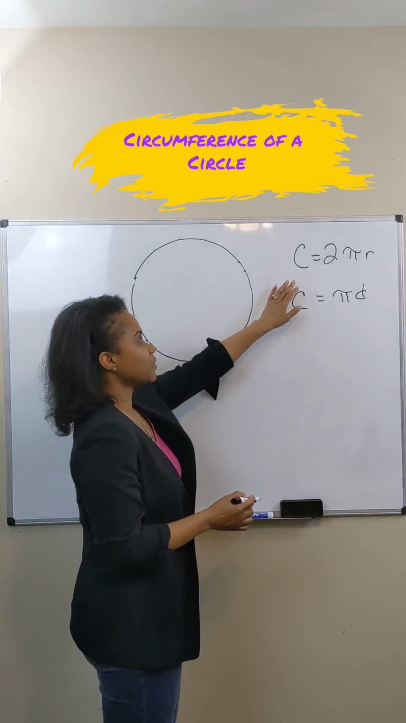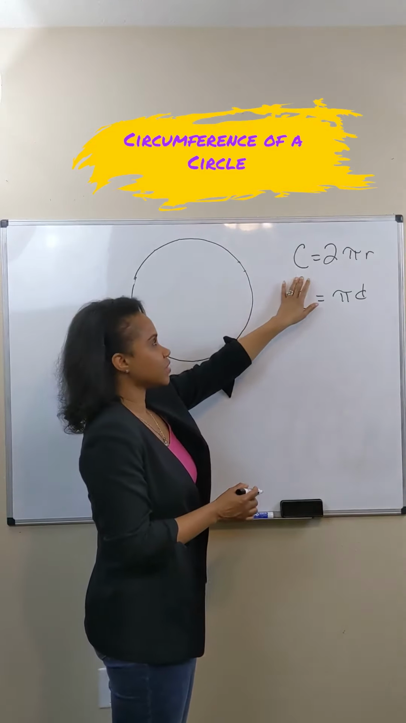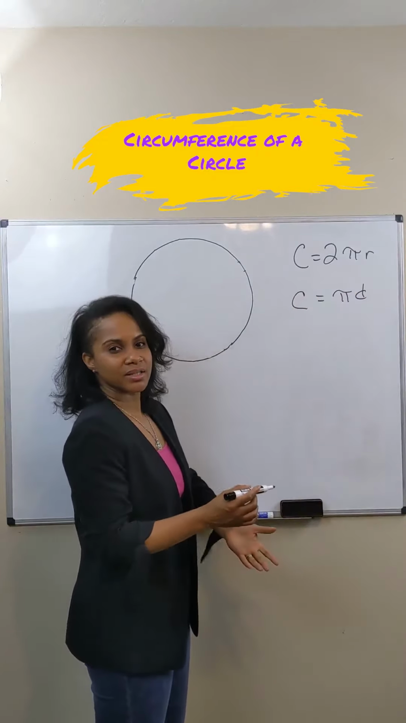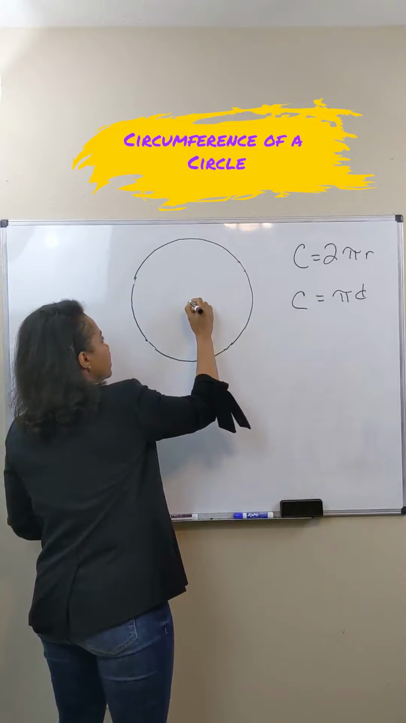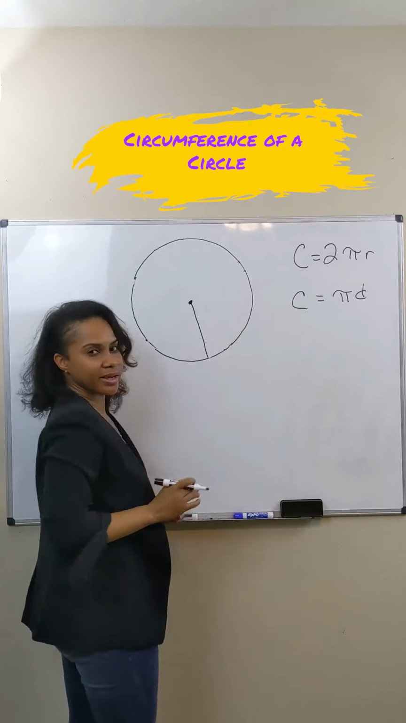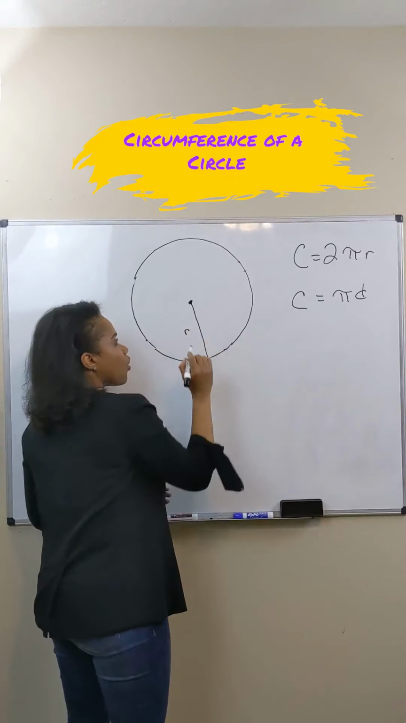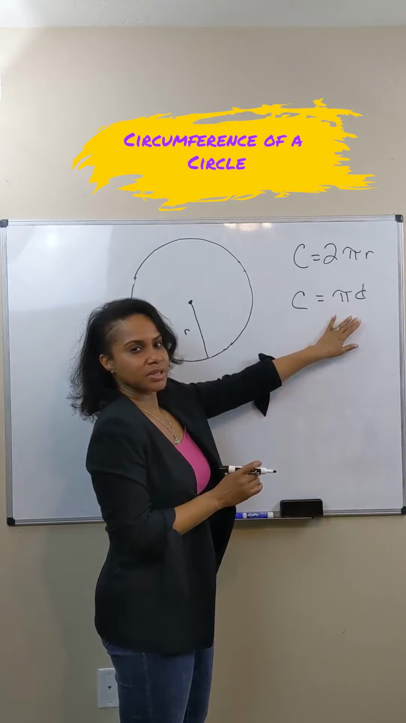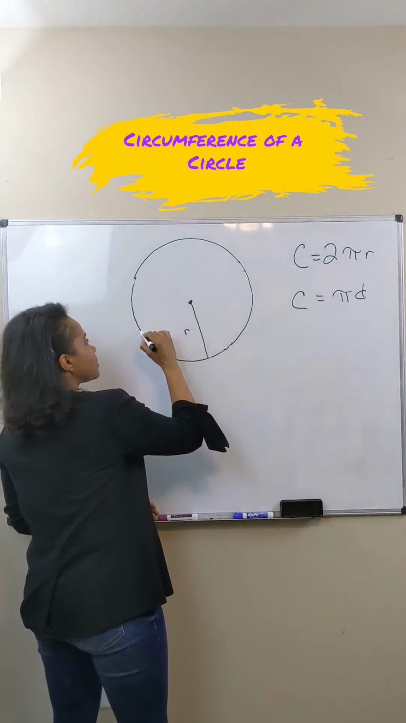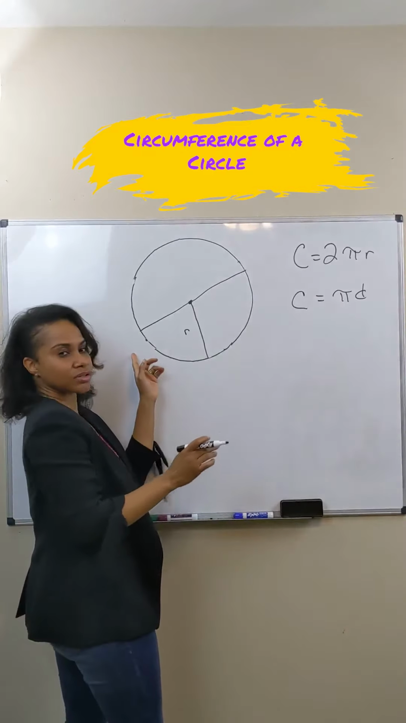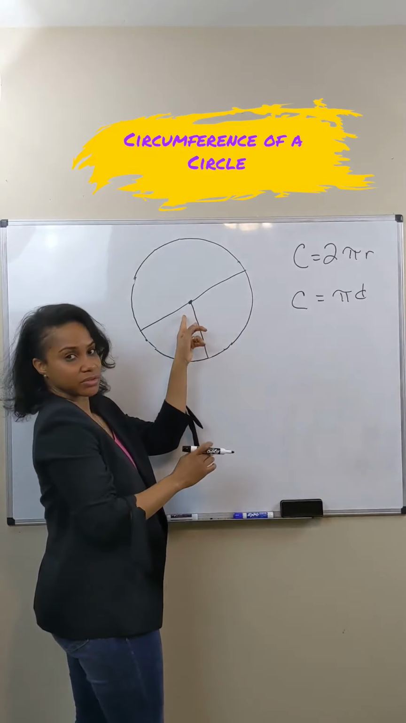So the formula that we use is C for circumference equals 2 times pi times r. R is the radius of the circle, and the radius is the distance from the center to the edge of the circle. Or we could use the formula circumference equals pi times d. D is for diameter, and diameter is the distance across the circle, and it goes through the center of the circle.